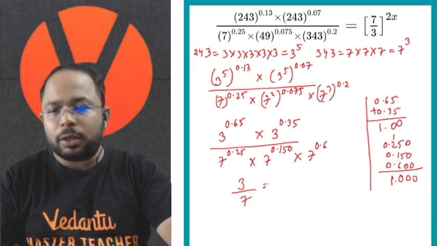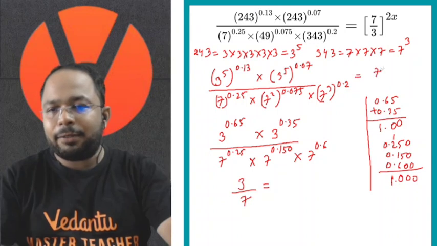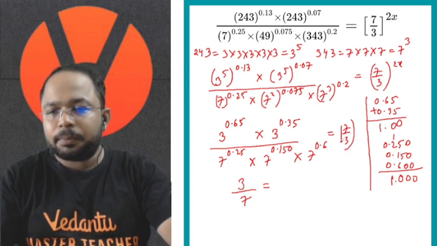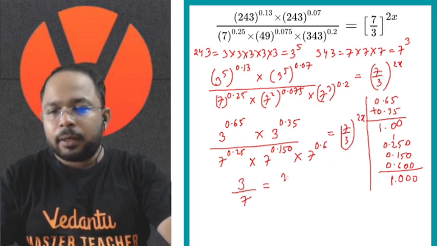Okay. So on the right side, what are we having? On the right side, we were having 7/3 to the power 2x, right? We can write it down: 7/3 to the power 2x.